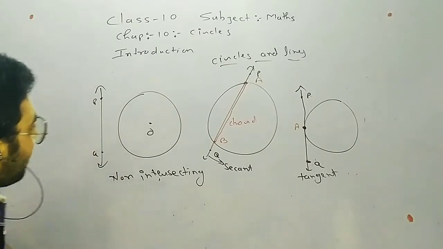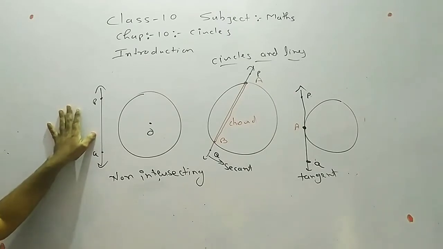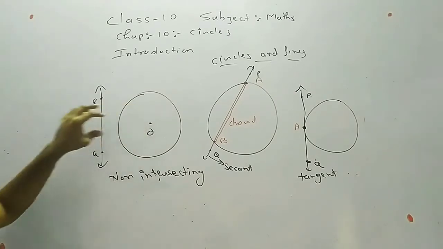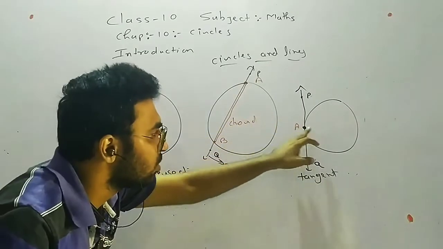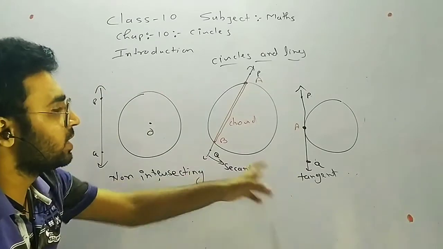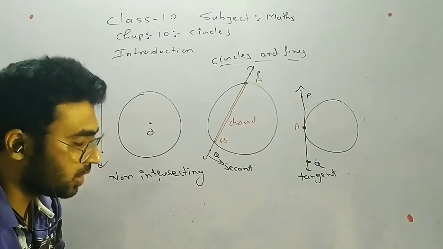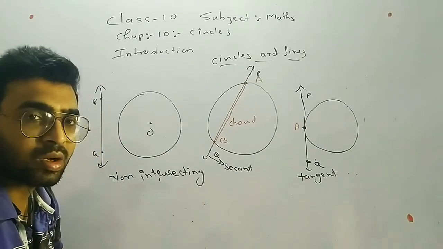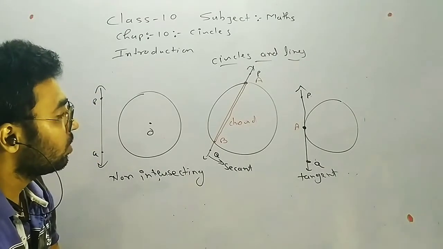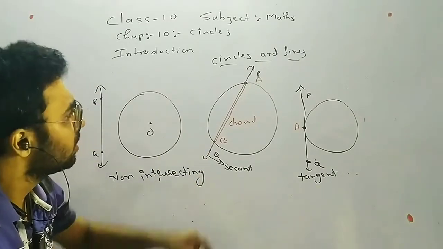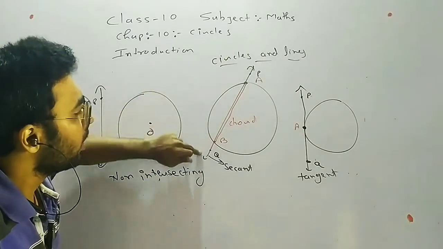So here there are mainly three possibilities. First, when the line is not intersecting a circle, there is no question solved on this possibility. We have 90% of the questions in this syllabus based only on these two categories, tangent and secant. We can solve some problems based on this, in this lecture or the next lecture, maybe possible today.